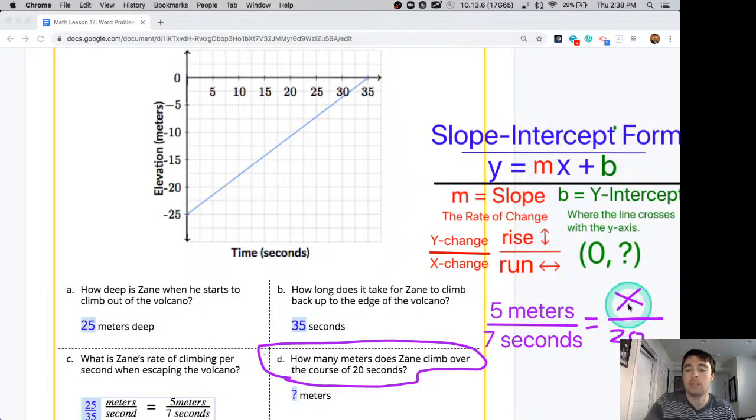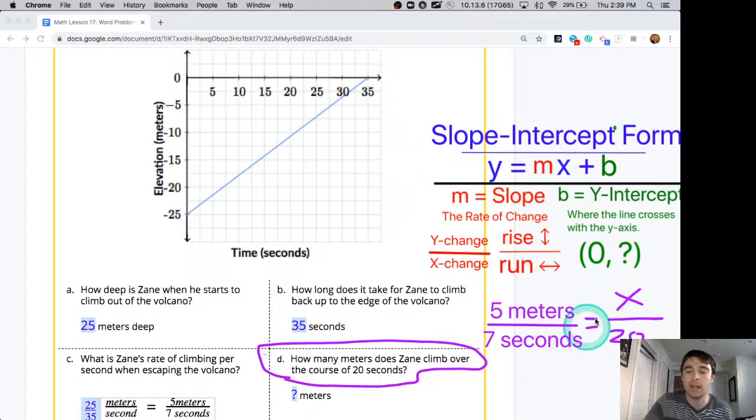So how many meters, I'm going to put an X, in 20 seconds is the same as 5 meters every 7 seconds. And so for this, cross multiplication, you might remember, helps us. If I know a rate, and I want to extrapolate it out for a different amount of time, hopefully you recall setting up these equivalent proportional relationships where one ratio is set equal to another. And if there's one unknown, we can cross multiply.